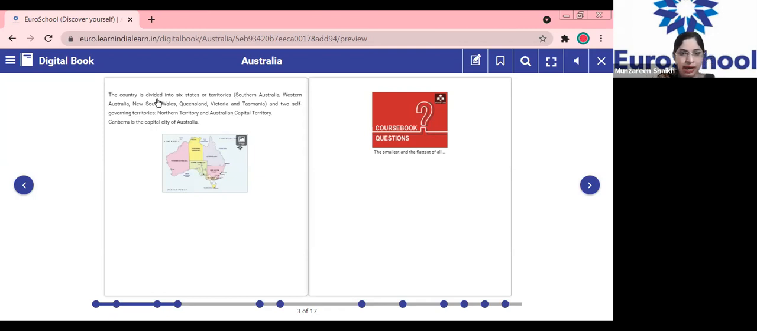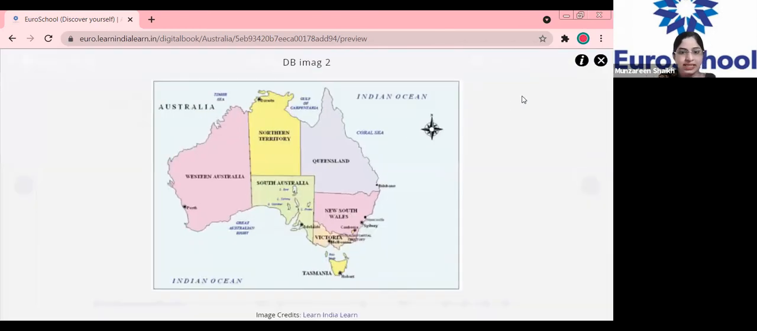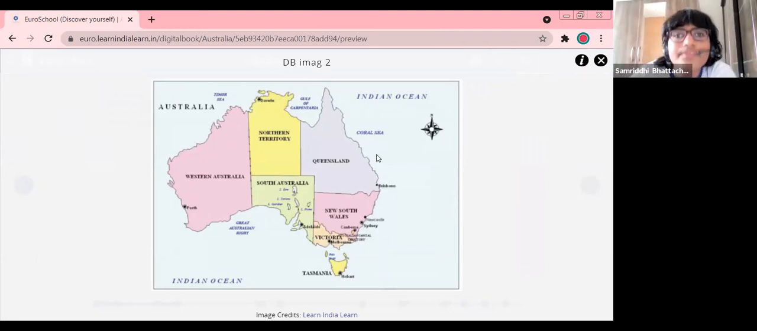If you will see the map, can you just click on the map, please? If you will see the map, all these 6 territories are marked with different colors. Can you see, children? Is it visible, all the 6 states or territories? Yes, ma'am. Okay, next.